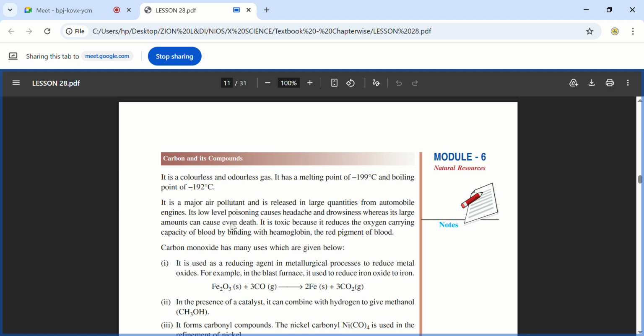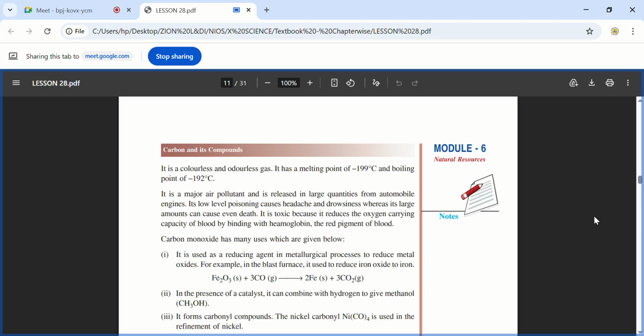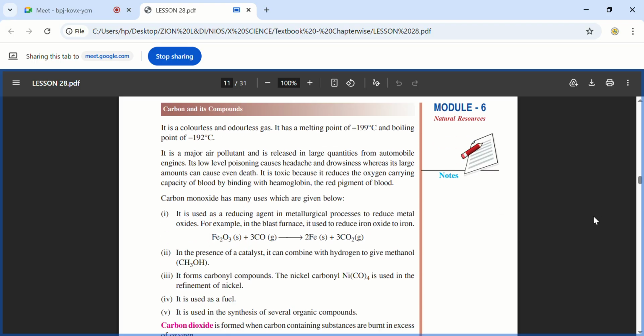So underline the details. It is a colorless, odorless gas. Melting point is minus 199.0 degrees Celsius, and boiling point is minus 192 degrees Celsius. Okay, underline another word. It's a major air pollutant. We also call it a poisonous gas.